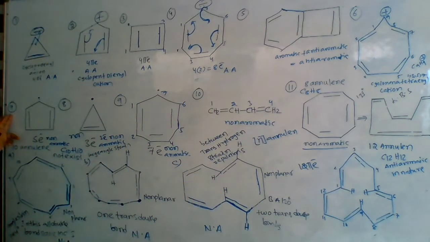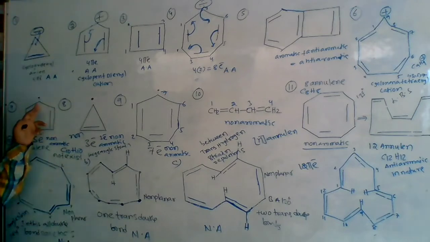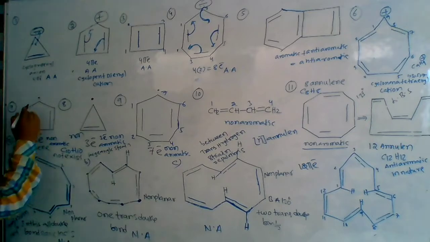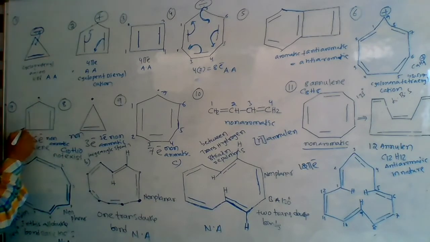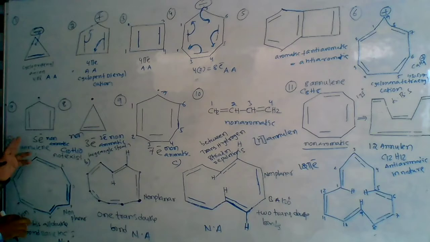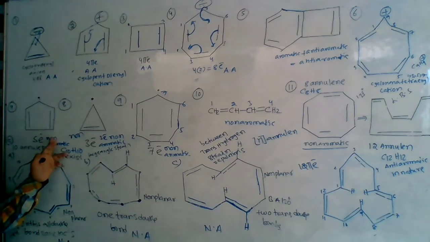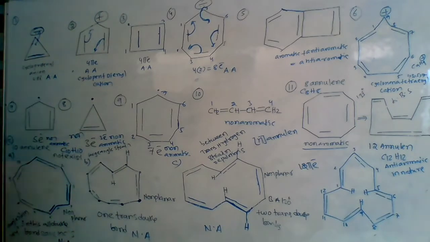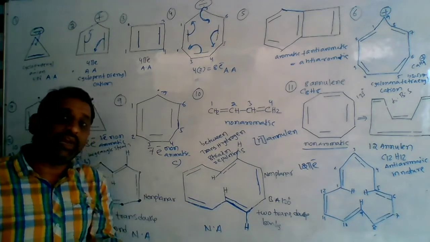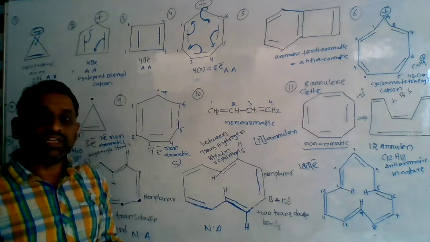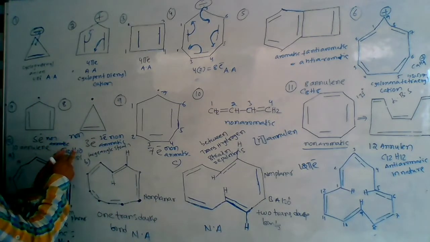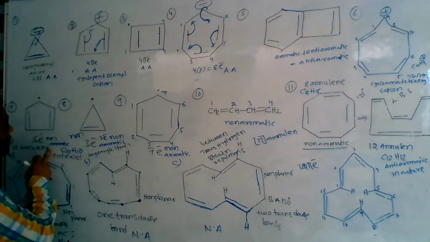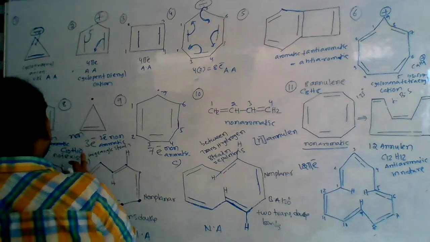The seventh example is cyclopentadienyl radical. It is also a cyclic hydrocarbon and planar molecule. All carbon atoms undergo sp2 hybridization, but 5 electrons are involved in delocalization. An odd number of electrons are involved in delocalization, so it is neither aromatic nor anti-aromatic in nature. So it is a non-aromatic compound because of the odd number of delocalized electrons.